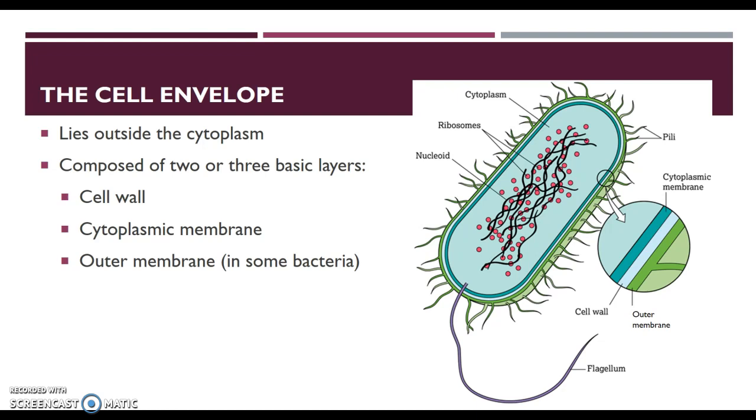So let's talk about the cell envelope. The cell envelope is the outer layer of the cell and is typically composed of either 2 or 3 layers depending on the species. The cell wall, the cell membrane or cytoplasmic membrane, and then in some bacteria we also have an outer membrane.